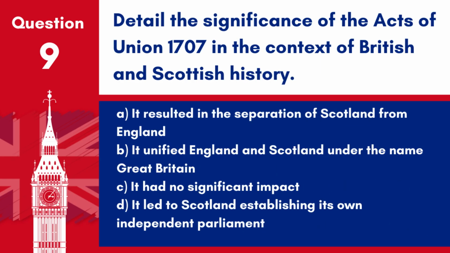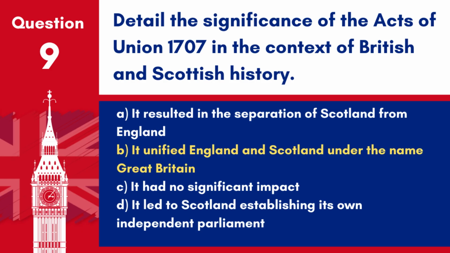Question 9. Detail the significance of the Acts of Union 1707 in the context of British and Scottish history. A. It resulted in the separation of Scotland from England. B. It unified England and Scotland under the name Great Britain. C. It had no significant impact. D. It led to Scotland establishing its own independent parliament.